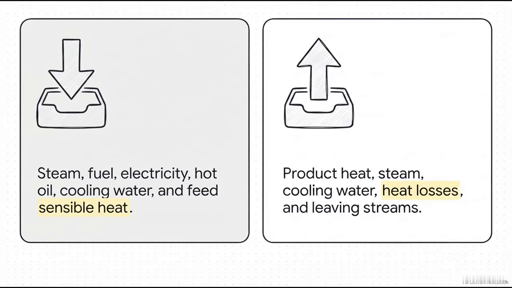Conversely, our outputs, the withdrawals, include the heat carried away by the final product, the steam we actually consumed or generated, the heat removed by that cooling water, the hot or cold streams leaving the system, and crucially, heat losses to the atmosphere and general equipment losses. The fundamental point is this: if the inputs don't perfectly match the outputs, you have a massive leak in your ledger. That missing energy is either accumulating dangerously inside your system or it's bleeding out into the atmosphere, which is costing money by the minute.